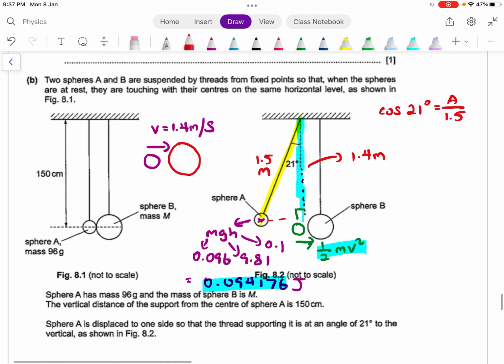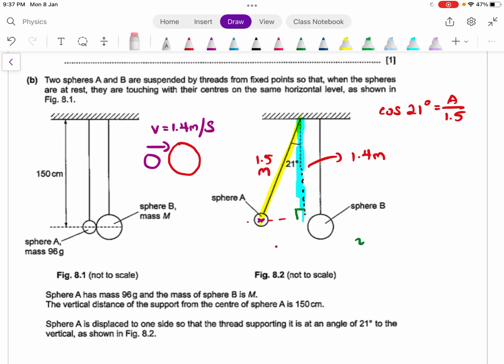We need to use the principle of conservation of energy. Imagine that I displace sphere A to some height. I don't know what the height is, but I can calculate it based on the diagram. Looking at the diagram, for sphere A displaced 21 degrees, I can draw a right-angled triangle. I know the string itself is about 1.5 metres, so what I want to calculate is the adjacent, which is the vertical dotted line shown on the screen. It's about 1.4 metres.